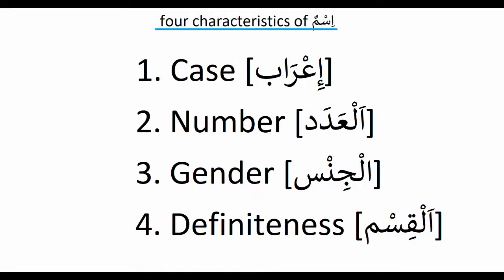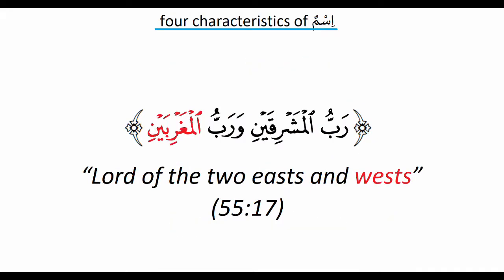We have discussed the four characteristics of ism. So let's look at some ism and try to define their characteristics. The first example is maghribaini. The singular form of it is maghribun. First of all, it's obvious that this ism is definite because it has an L.